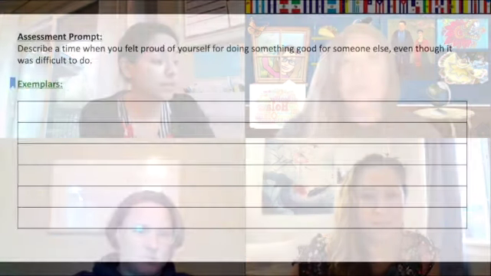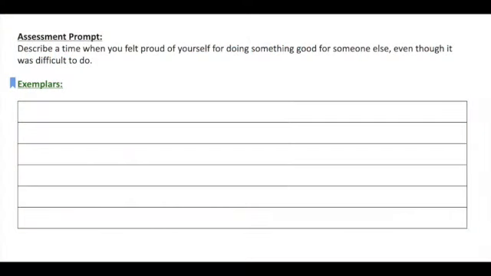Okay. So go ahead and take a look at the prompt. Describe a time when you felt proud of yourself for doing something good for someone else, even though it was difficult to do. So we're going to go ahead and write a response to that as an exemplar response, what we would want to see our students produce to meet that know and show chart. Okay, so let's take a few minutes to write that out.